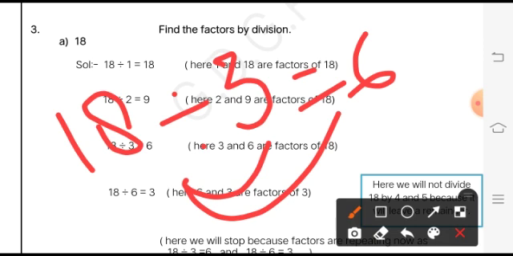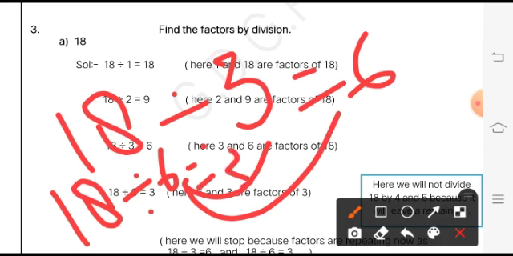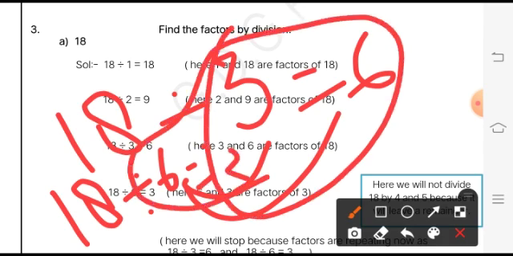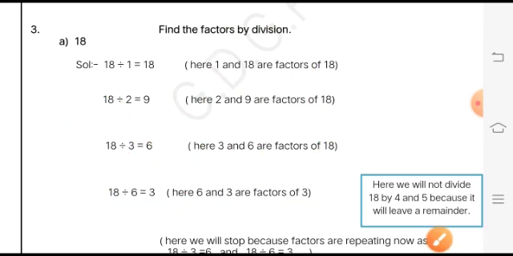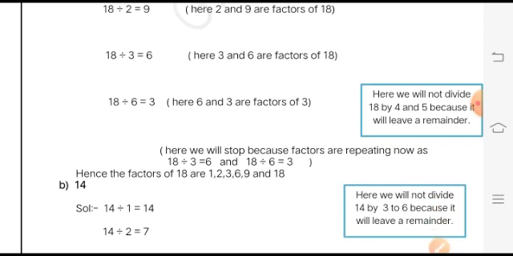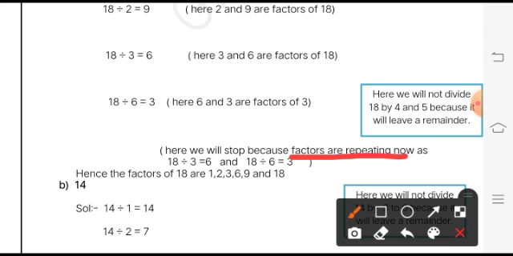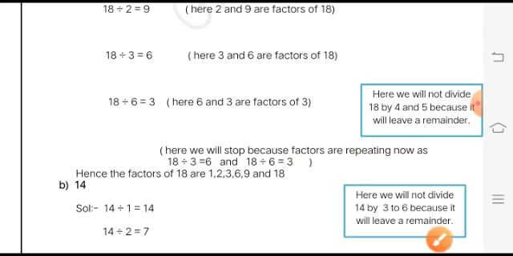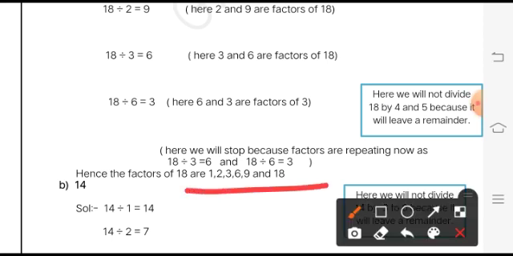Then if we look for 6, we know that 18 divided by 6 is 3. Here the same factors are obtained. That means repetition is done. So we stop looking for factors here. Once we see factors are being repeated, there we stop the procedure and we write the factors, and we always write the factors in ascending order.